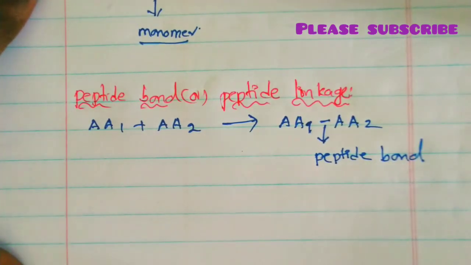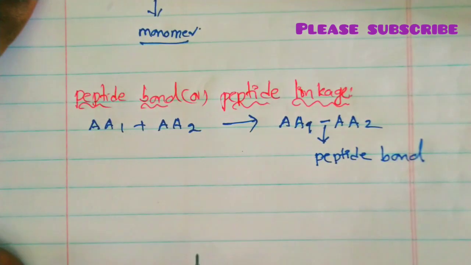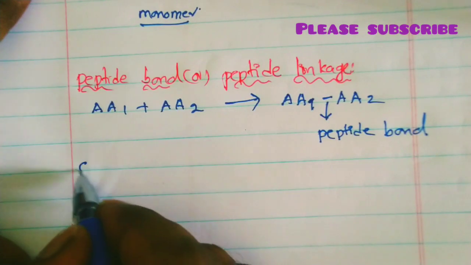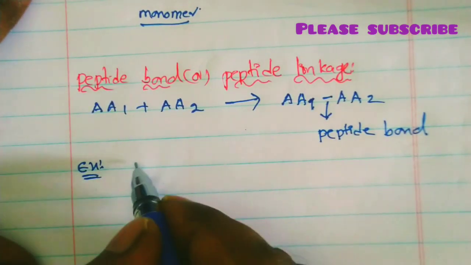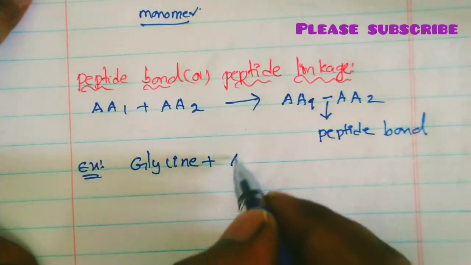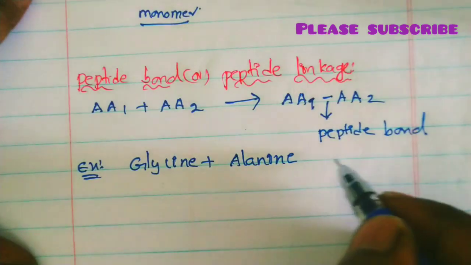With compounds I will write the structure. I will take the general notation. Suppose I will take some compounds, I will write what is meant by peptide bond. For example, glycine combined with alanine. So what is the product you will get?